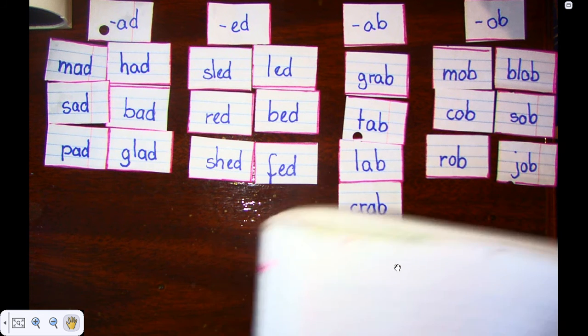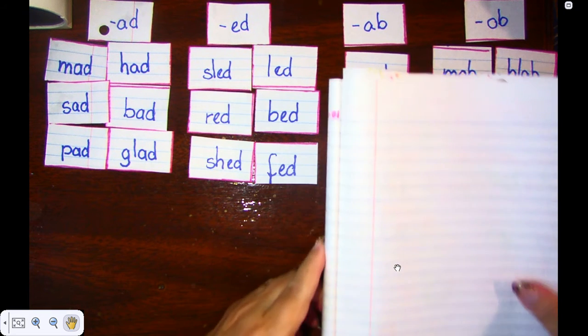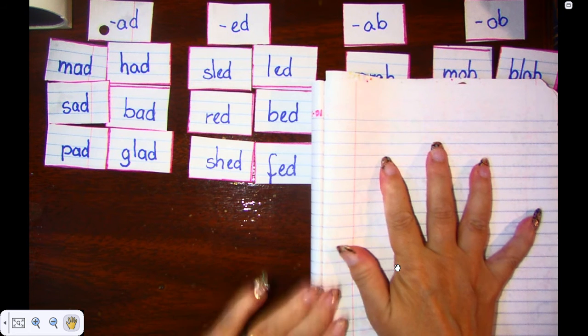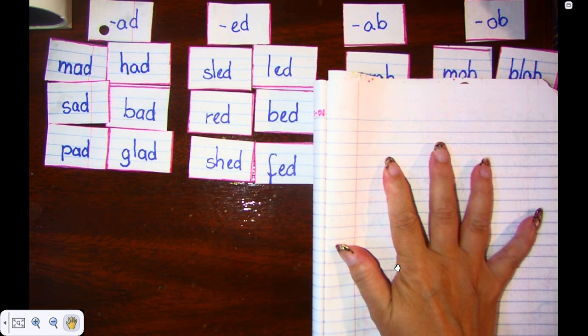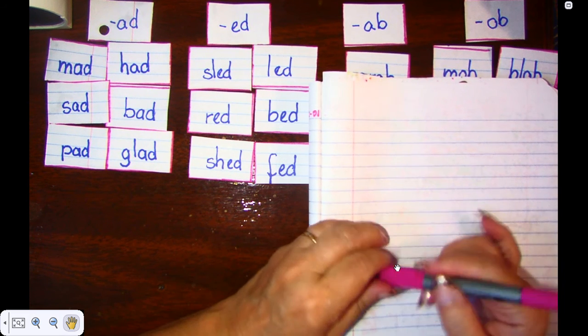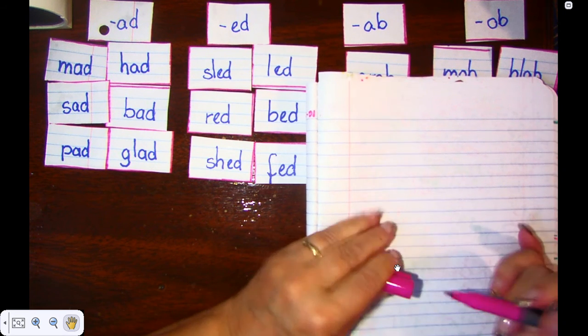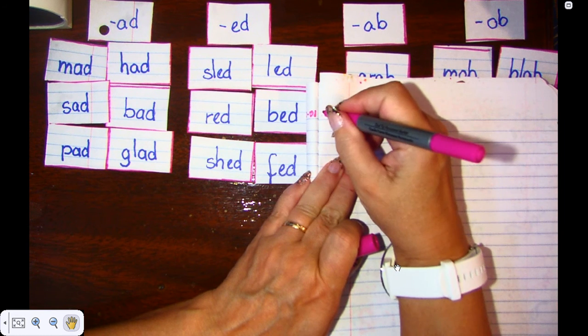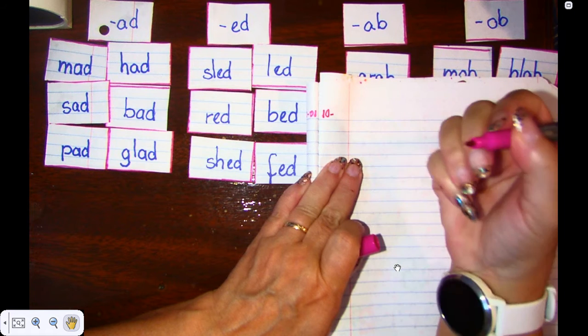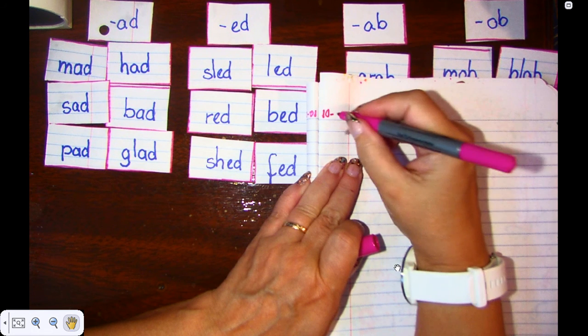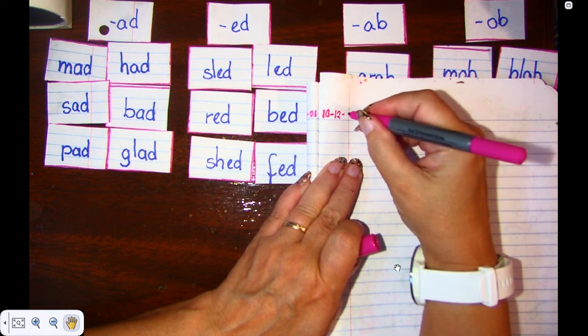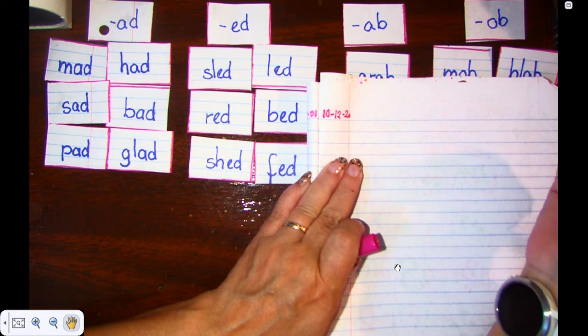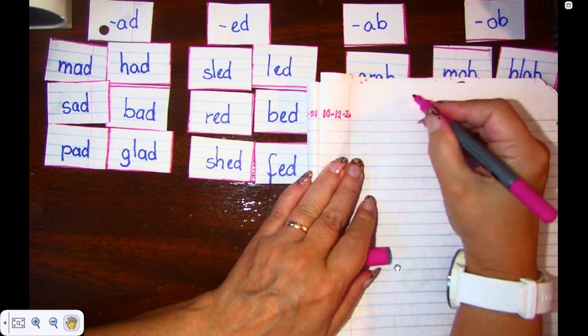Dandy notebook. I'm going to cover up this side, and I need you to go ahead and get your pencil out. You know that I'm going to write in marker because otherwise you can't see it that well. So the first thing I do is I write down the date. Today is 10-12-20. And this is our sort.